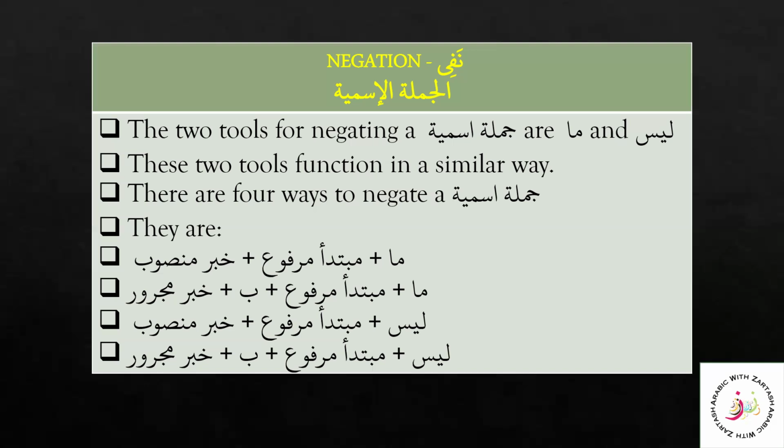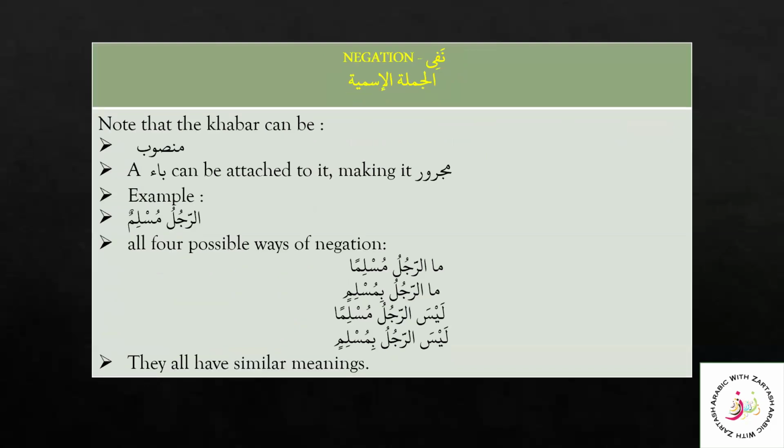Then we have the other way, starting with ma and then Mubtada Marfu, and there is an addition of the harf of jar ba that makes the Khabar Majroor. So you can see ma, Mubtada Marfu, ba with Khabar Majroor. Then we have laysa with the Mubtada Marfu and the Khabar Mansoob. In the same way, laysa, then Mubtada Marfu with the addition of ba, harf of jar, and that makes the Khabar Majroor. So let's see the details. We are noticing that the Khabar is Mansoob and a ba can be attached to it, making it Majroor.